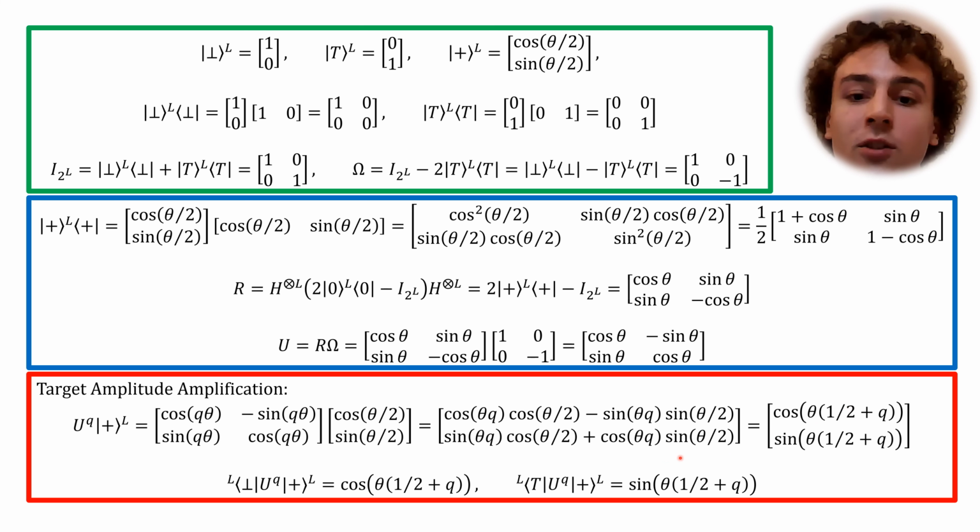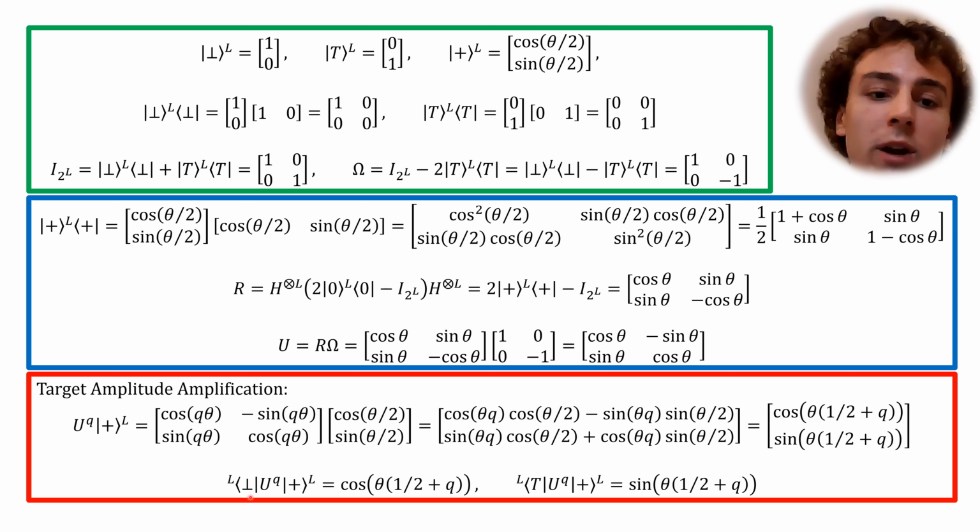And we can do a similar thing for this vertical entry over here, this second component in the two-dimensional vector. When you have sine times cosine plus cosine times sine, that gives you the sine of theta times 1/2 plus Q. So we're just using trigonometric identities to simplify this. And now, if we take the inner product with the orthogonal superposition, what we're going to get is cosine of theta times 1/2 plus Q. And what if we take the inner product with the target superposition? Well, that's going to give us sine of theta times 1/2 plus Q.